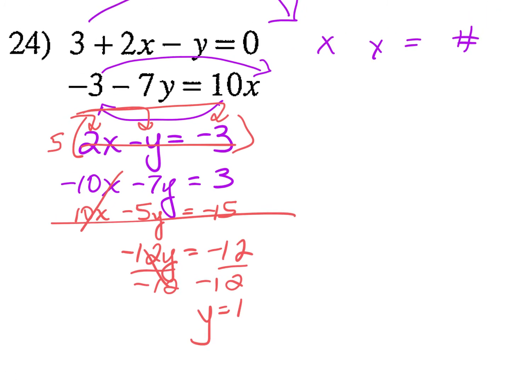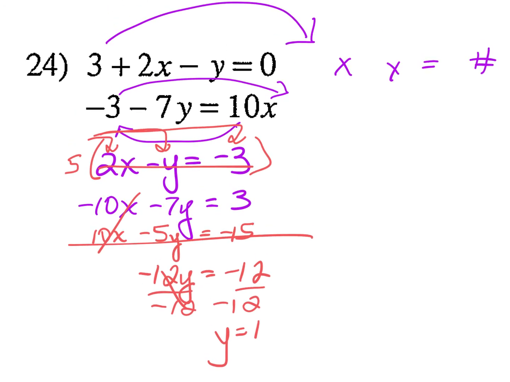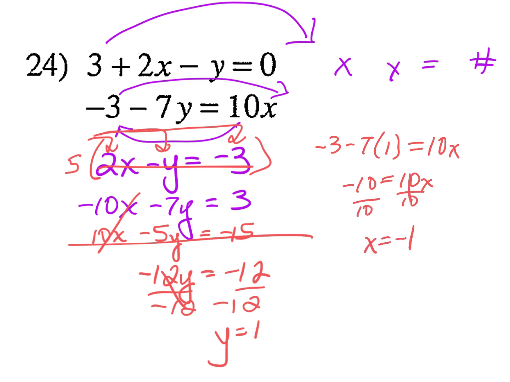Now take that y equals 1, plug it into either equation and find out what x equals. So I'm going to say, okay, -3 minus 7 times 1 equals 10x. -3 minus 7 is -10 equals 10x. Divide both sides by 10, and you get x equals -1. So my ordered pair would be -1, comma 1.